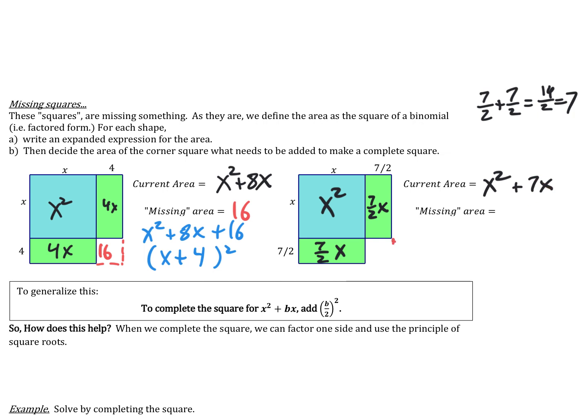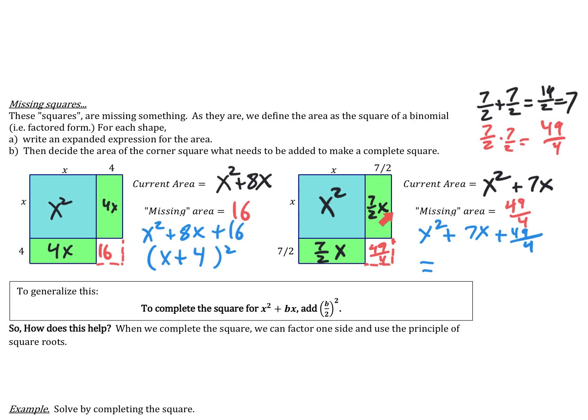What are we missing? What do we wish we had if we could fill this in? Well, this little square here is 7 halves by 7 halves. So 7 halves times 7 halves is 49 fourths. So the missing area that we wish we had was 49 fourths. And if we had that area, then the whole thing would be x squared plus 7x plus 49 fourths. Kind of ugly with that fraction, but that's what it would be, right? And this could be factored, the whole square now.